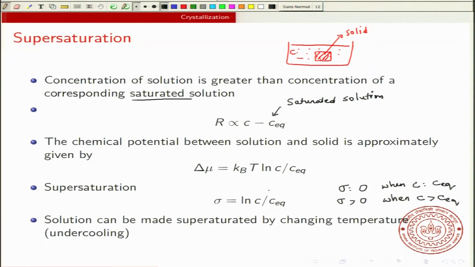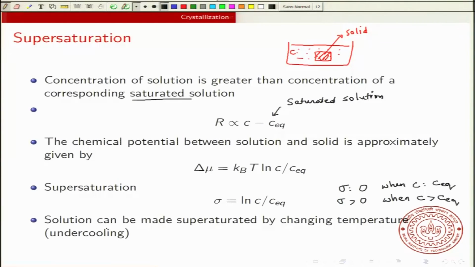Now, on a practical note, how do you make a solution supersaturated? How do you have a solution whose concentration is greater than that of the saturated solution? One way in which this is done in practice is by changing the temperature. You have a saturated solution, and you suddenly cool it.